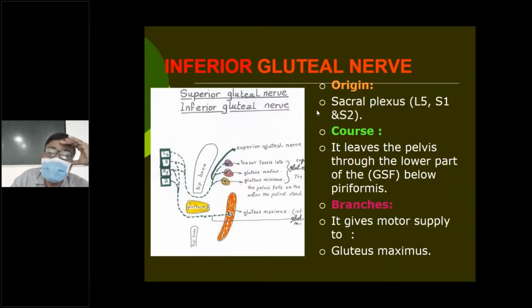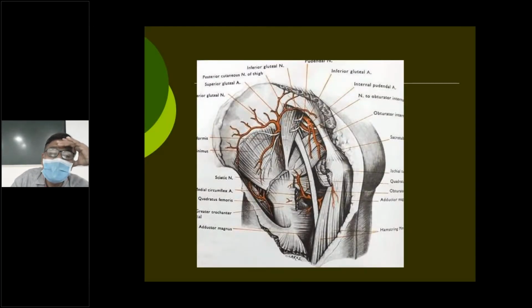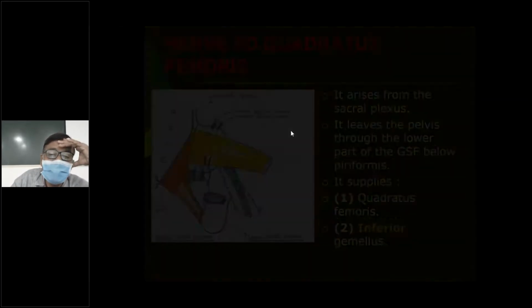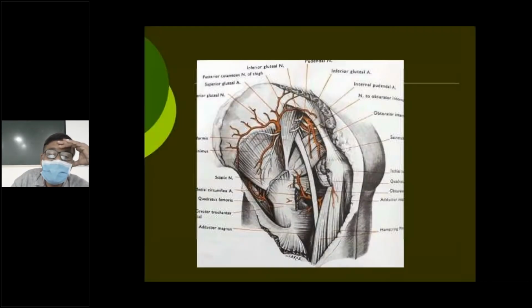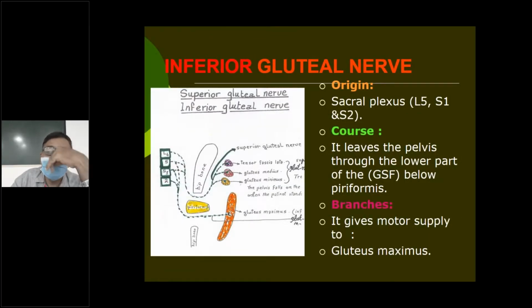It is a branch from the sacral plexus, again through the great sciatic foramen below piriformis. So it's easy to remember. It just supplies gluteus maximus only, nothing else. So the inferior gluteal nerve, which is labeled here, is dedicated to the gluteus maximus. That is about the inferior gluteal nerve.